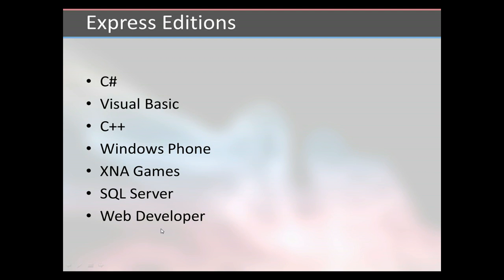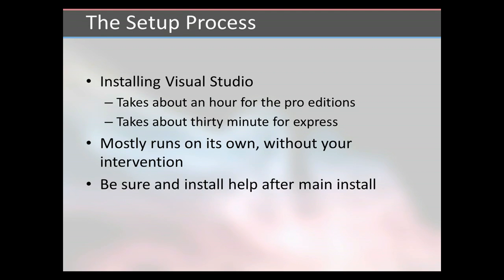This page lists the different Express editions. Obviously, if you're doing C# development, you're going to want to get C# Express. There's some other exciting ones in here. If you like game development, be sure and check out the XNA Game Edition. When you install Visual Studio, it takes about an hour if you're doing one of the Pro editions. In my experience, it's about 20 to 30 minutes for the Express edition. There's really not much to do during the installation process, except click through a couple of dialogues at the beginning.